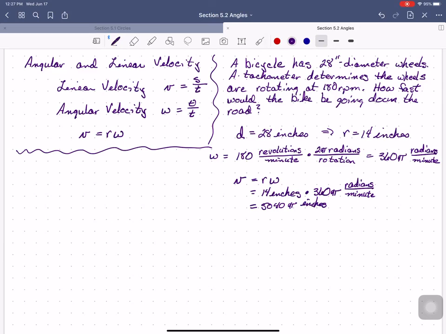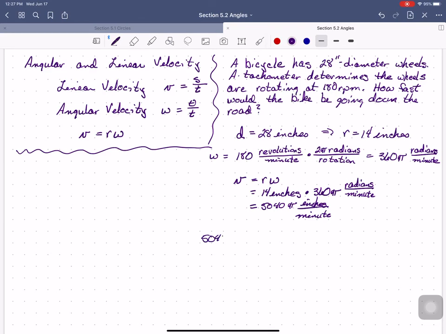inches per minute. Now, our brains don't really think either in terms of 5,040 pi or in terms of inches per minute. We really want to think about this in miles per hour. If we can't have that, then at least feet per hour, but preferably miles per hour. So let's do some work with this.